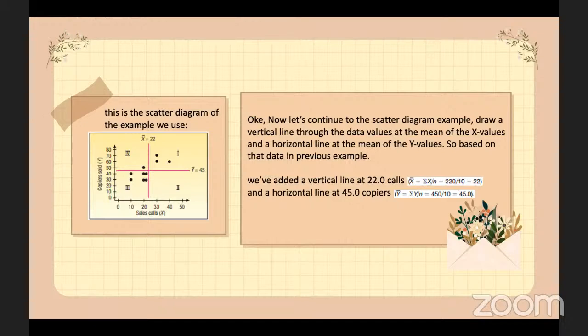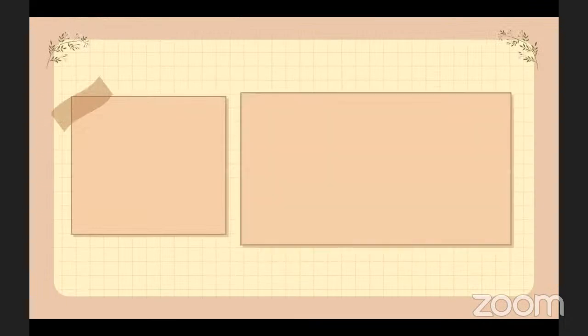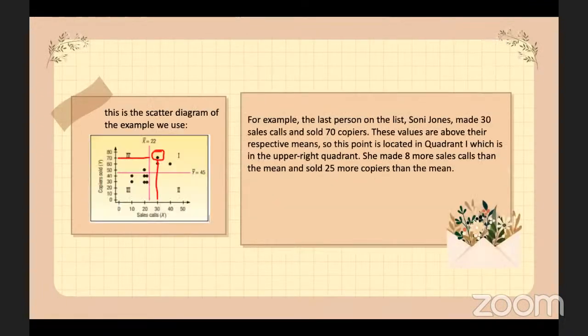For example, the last person on the list, Sonny Jones, made 30 sales calls and sold 70 copiers. These values are above their respective means. So, this point is located in quadrant 1, which is the upper right quadrant. She made 8 more sales calls than the mean and sold 25 more copiers than the mean.